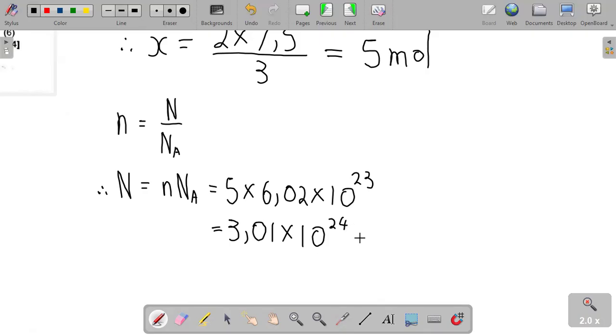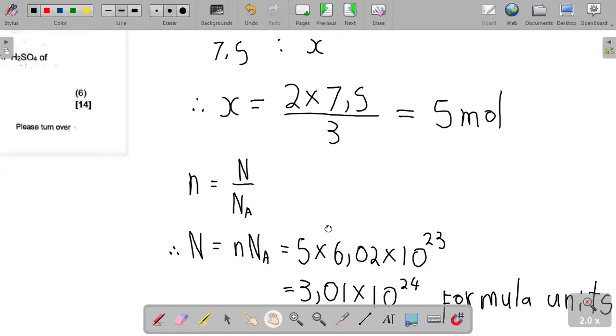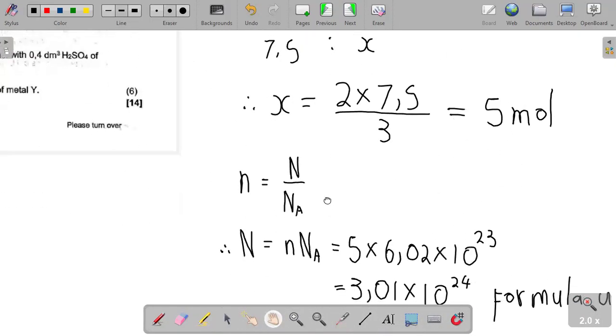So it's formula units, because they're asking us about formula units. Because they are asking about the molecules. A formula unit is a molecule. So we don't multiply by anything here. We just find the number of moles, and then we multiply by the constant here, A, for Avogadro. So that is it for that question.